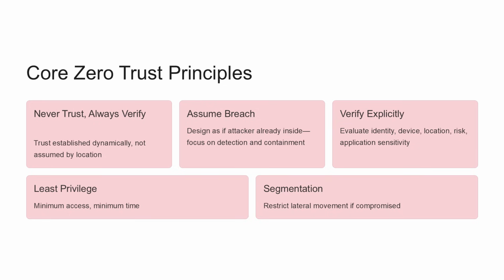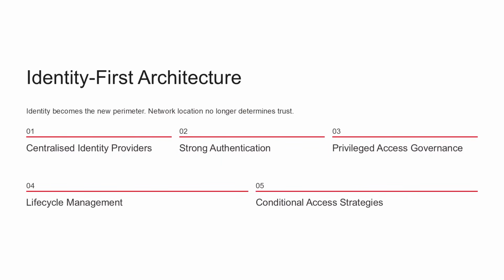Segmentation and isolation. Even if one component is compromised, lateral movement must be restricted. These principles require architectural discipline. You cannot bolt them onto a fragmented environment. You must design your enterprise systems around them intentionally. In a zero trust model, identity becomes the new perimeter. Network location no longer determines trust. Identity context determines trust. This means your architecture must elevate identity controls to the highest priority.